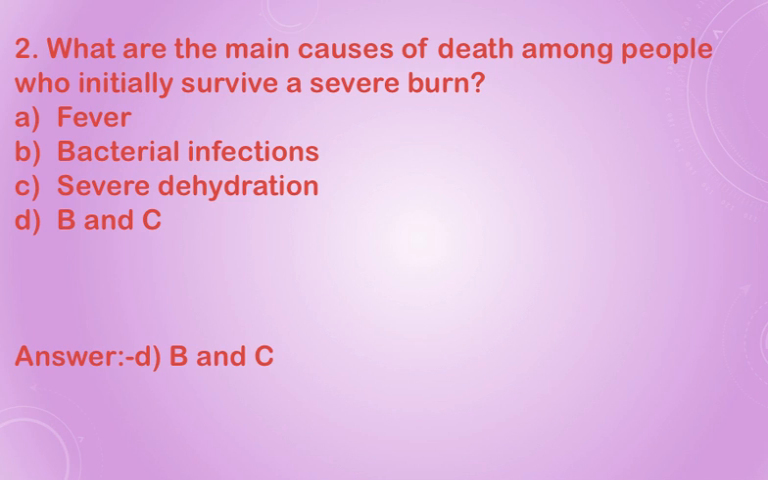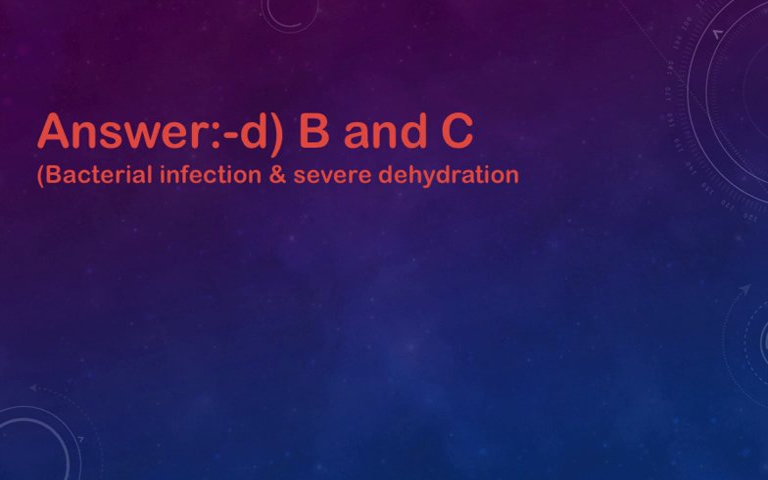Next question, question number second. What is the main cause of death among people who initially survive a severe burn? Option A, fever, B, bacterial infections, C, severe dehydration, and D, B and C. Right answer is D, B and C. Means bacterial infection and severe dehydration.